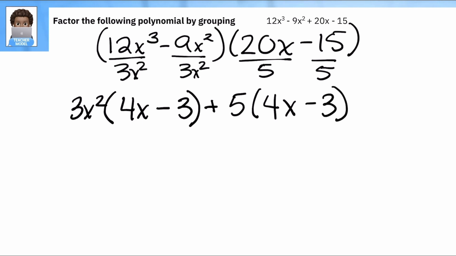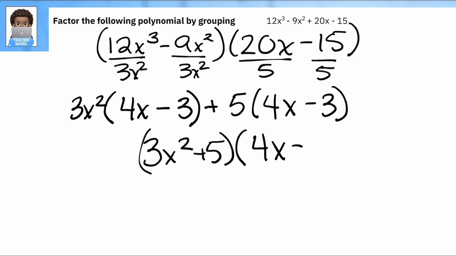Now, this is a place to look, and what do you see? What do you notice? You'll notice that there is another common factor here. I have 4x minus 3 in both sets, so I can factor that out as well. And watch how I can rewrite this now. I can rewrite it as 3x squared plus 5 times 4x minus 3. And now this is completely factored out.